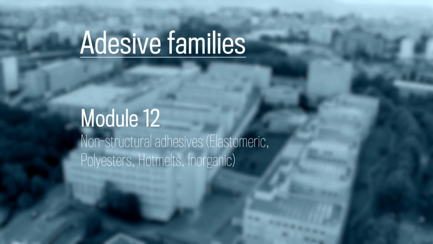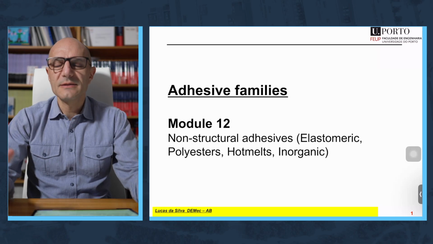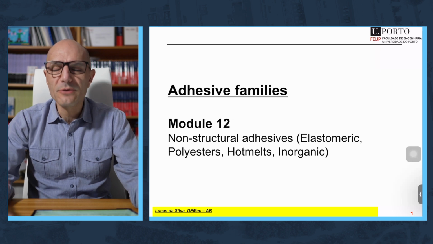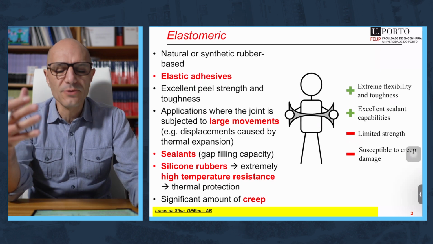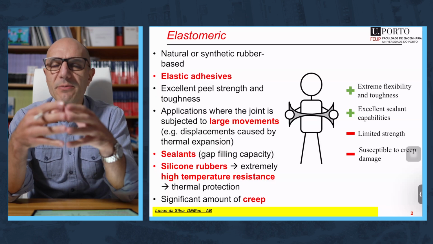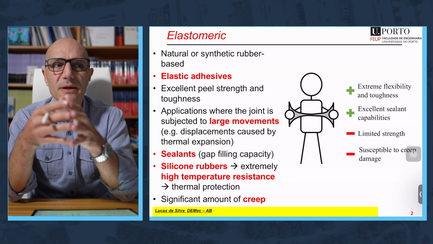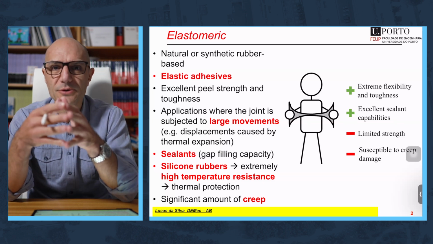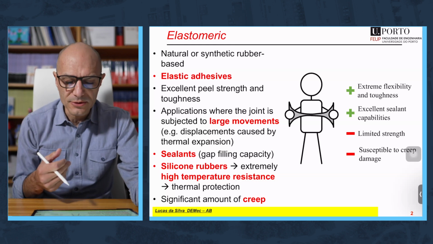Now it's time to talk about non-structural adhesives in module 12. Let's discuss now the main non-structural adhesives. Let's start with the elastomeric adhesives. We have actually discussed this type of adhesive in the structural ones, and they can be in both. They can be structural or non-structural. That's why we are also discussing them in the non-structural part.